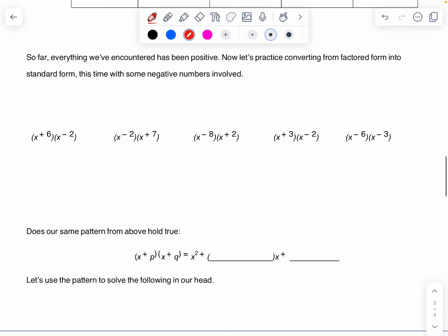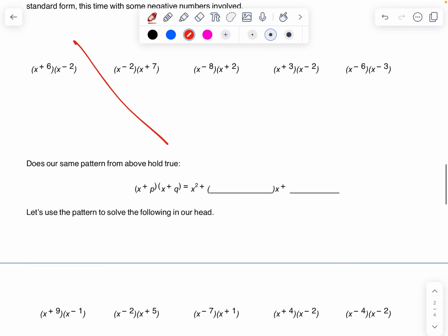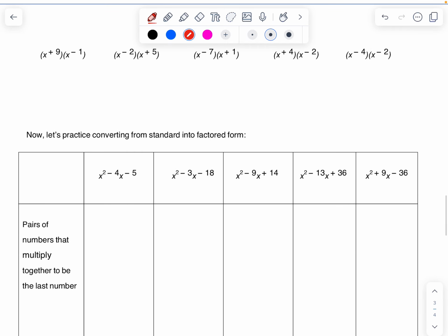Well, it turns out that with negatives, it follows the same kind of rule. We're going to skip this right here so you can cross this off. But it's still the same pattern, P plus Q for the middle term, PQ for the final term. And so with this one, we have our x squared. You have a positive 9 and a negative 1. So 9 plus negative 1, that's going to be 8. So the middle term is 8x. And now to get the last term, you got to multiply these. So 9 times negative 1 is negative 9.